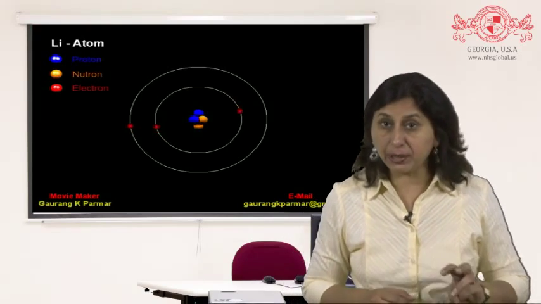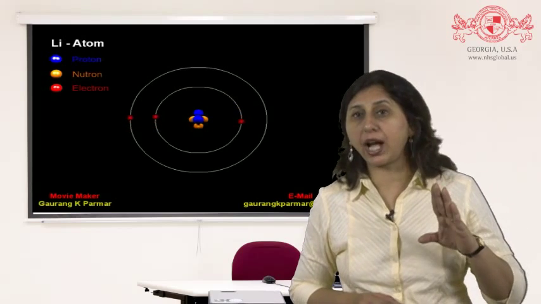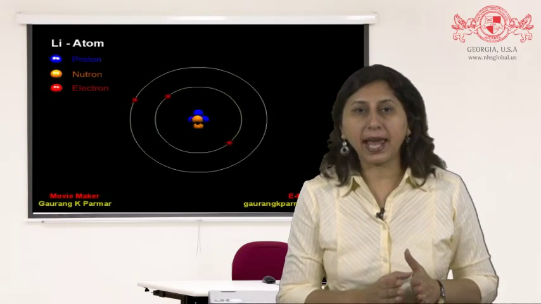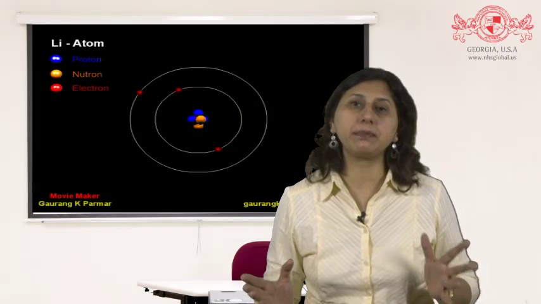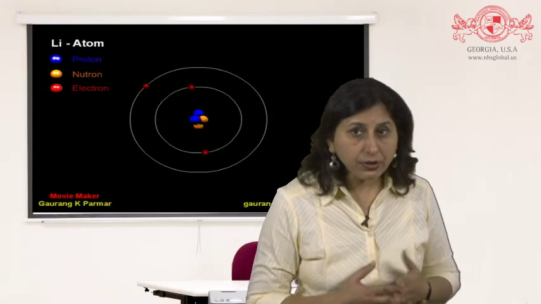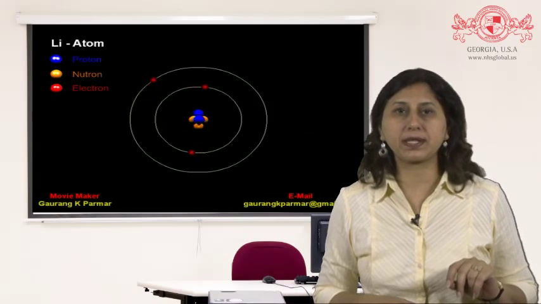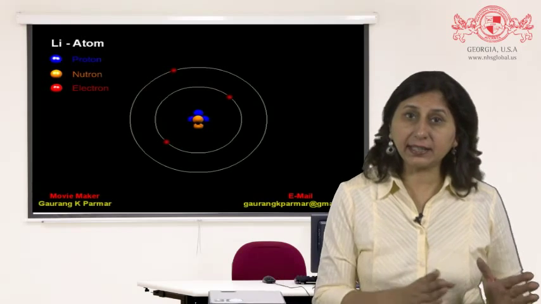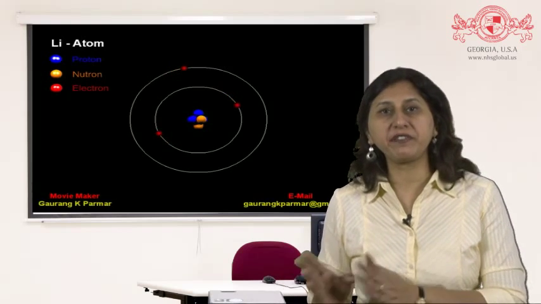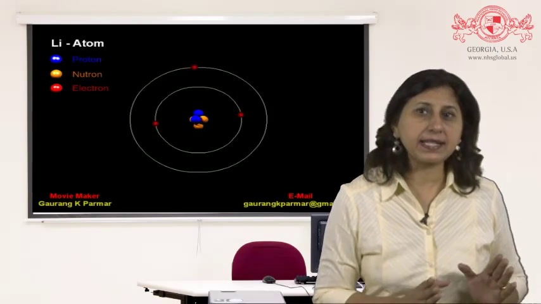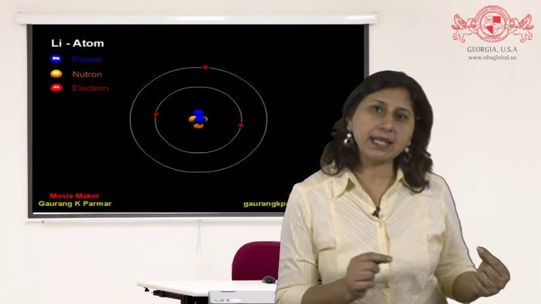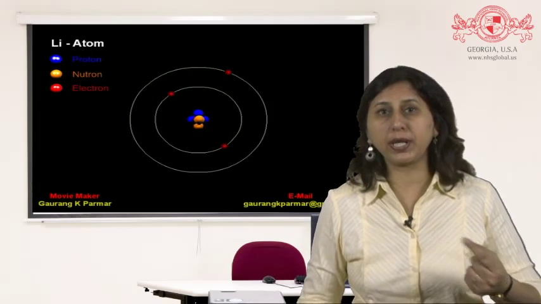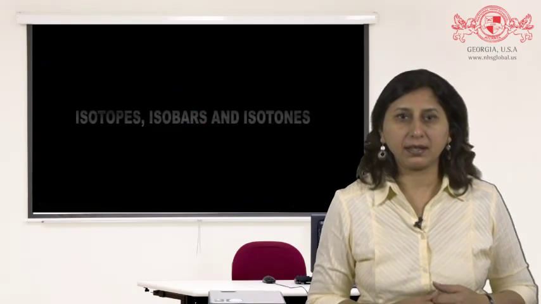The lithium nucleus has 3 protons, which give the nucleus a charge of positive 3, identifying it as the element lithium, and 4 neutrons, giving it a total mass number of 7. Natural lithium is made up of 2 isotopes, lithium-7, 92.5%, and lithium-6, 7.5%. Lithium-6 has 3 protons, as it must if it is to be the element lithium, but only 3 neutrons, so it has a mass number of 6.